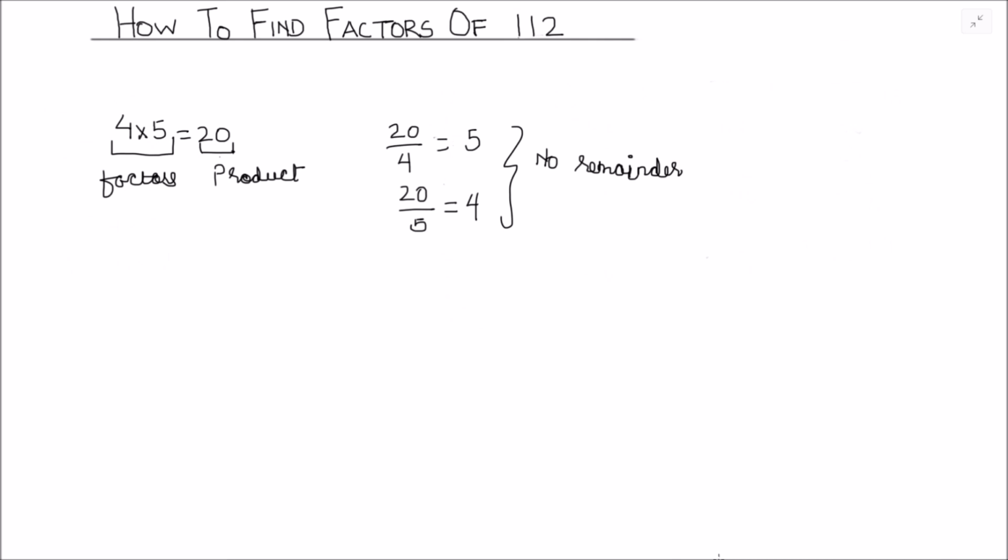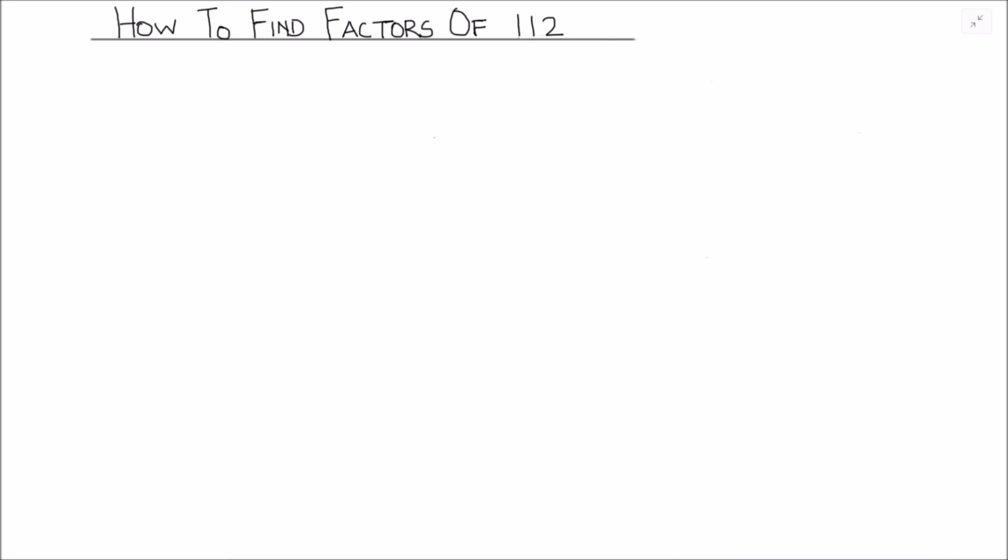Now let us find out the factors of 112. For finding the factors of 112, we are going to use the second definition, in which we say that the factors of a number are numbers which divide it fully without leaving a remainder. So we are going to divide 112 by different numbers and check whether it is divisible by that number fully or not.